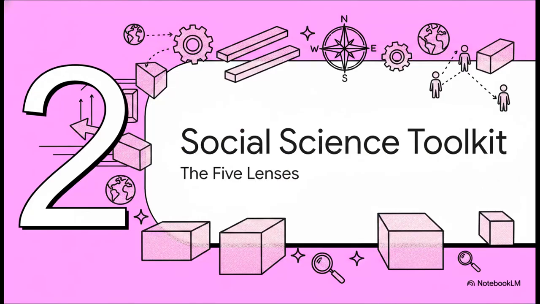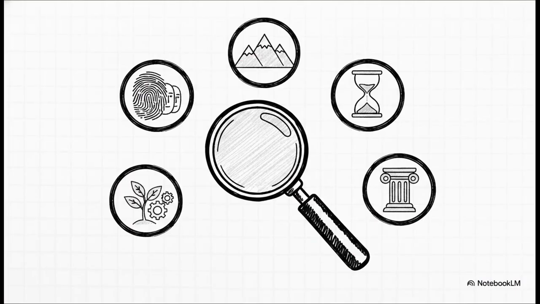Section 2. The social science toolkit, the 5 lenses. So, how do we break down this massive toolkit? We use 5 distinct lenses. Think of these as the core pillars guiding absolutely everything we do. First up, we have space, or geography, how the literal land shapes the people. Second is time, which is our history, how the past unlocks our present.